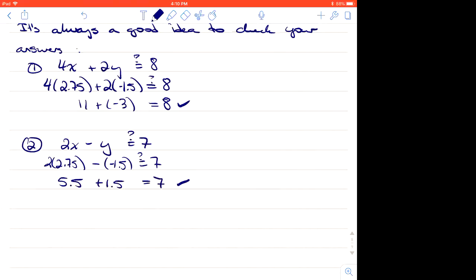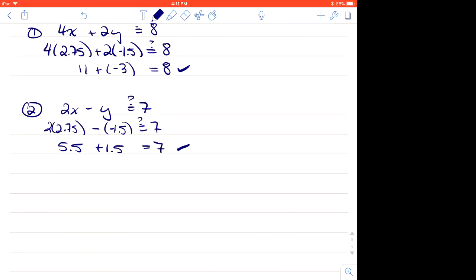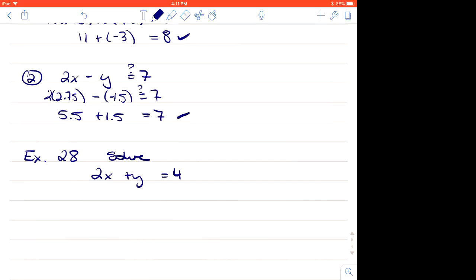Okay. Any questions about that one? I have a bit more work. It's pretty fun to get the hang of things. Okay. How about we do another example, example 28. If I ask you to solve 2x plus y is 4, and x plus 1/2 y equals 2.